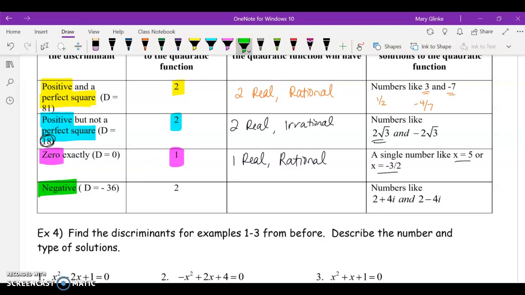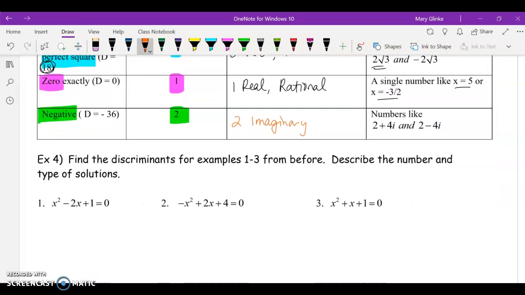And the last case is a negative. You still get 2 solutions. The only problem here is that they are 2 imaginary solutions. So you're going to have complex numbers with the i's in them for your solution.